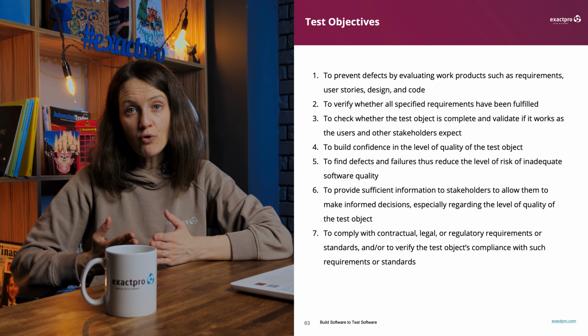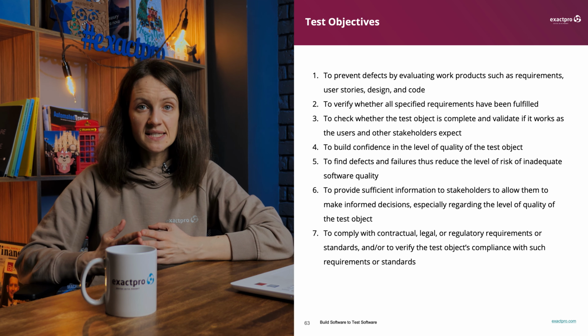Objective 4 is to build confidence in the level of quality of the test object. Now, this is interesting. As we have mentioned before, testing is an information service. It provides information about software. If it's useful and plays to the stakeholders' strengths, then it will start to build confidence. If the information is chaotic and useless, then it will create nothing but mistrust.